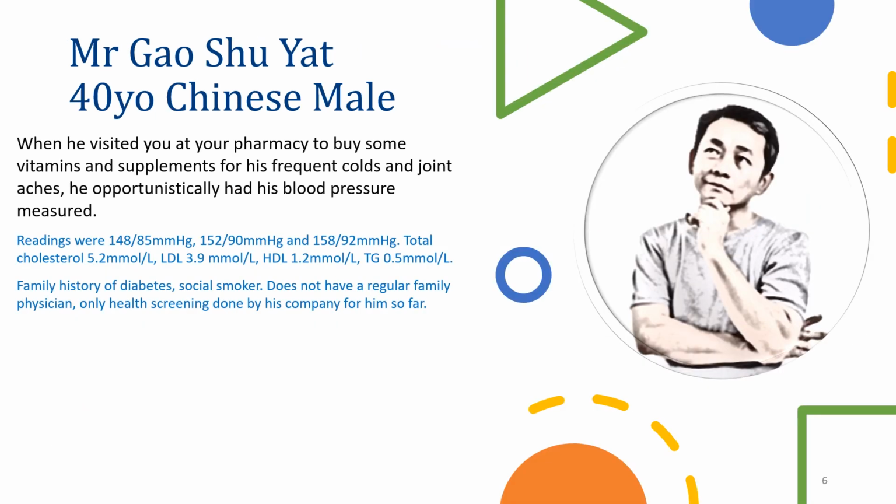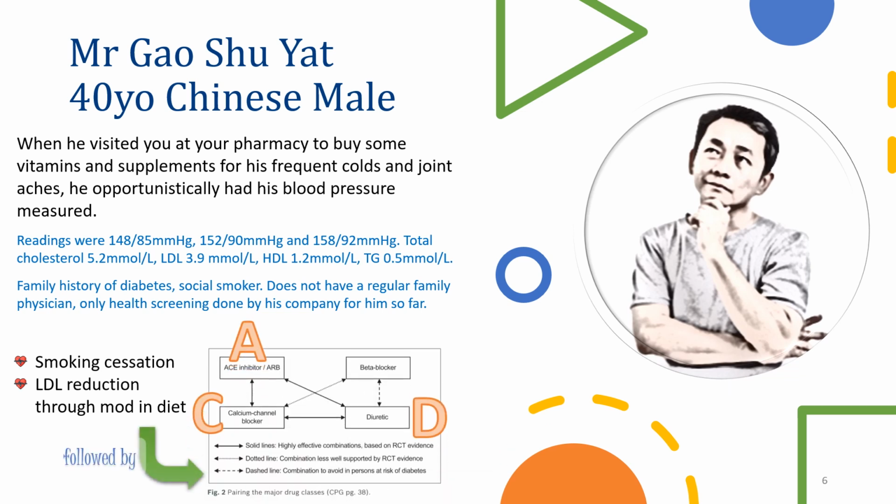Remember our friend Mr. Gao Shuyat? Well, we have advised him on smoking cessation and LDL reduction through modification in diet, and that can be followed by either A, C, or D. So how do we choose?